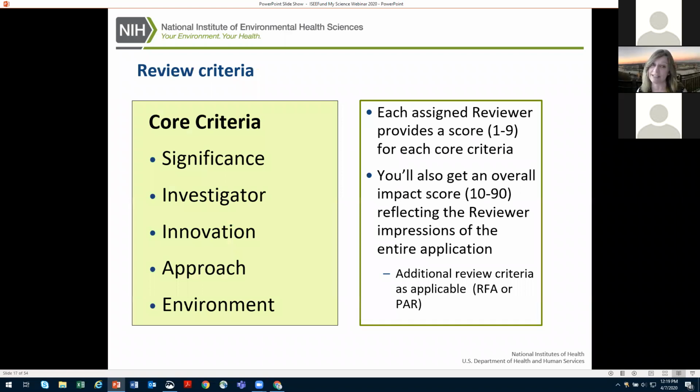So here are the criteria for the review. It's always significance, investigator, innovation, approach, and environment. Each assigned reviewer provides a score of 1 through 9. You also get an overall impact score from 10 to 90. Since they're streamlining about 50%, the highest is about 50 of those that are peer reviewed. And those that aren't peer reviewed still get a summary statement, just will be considered not discussed.